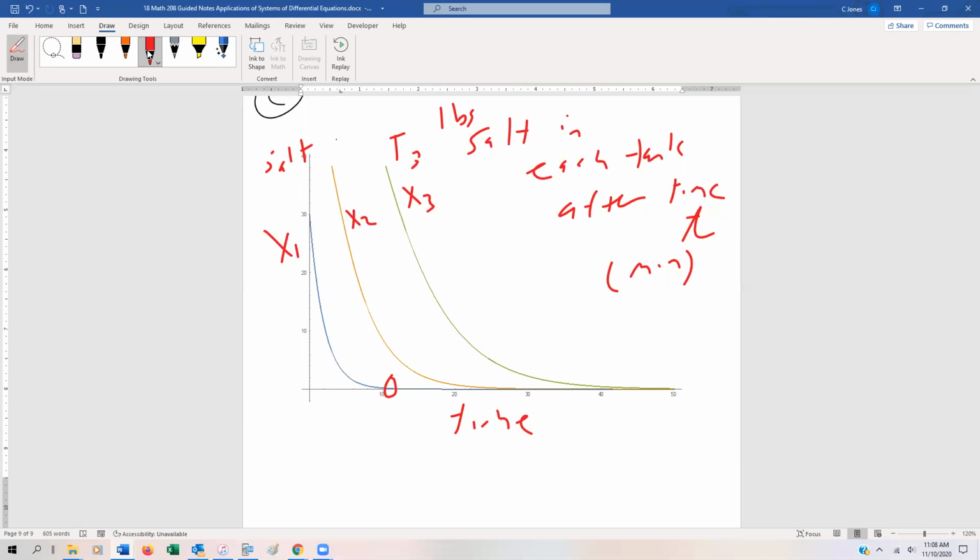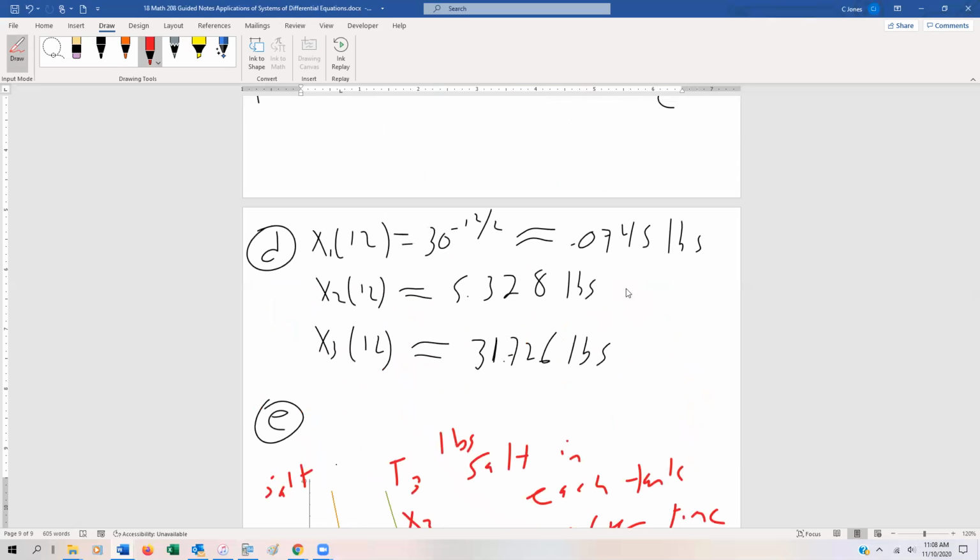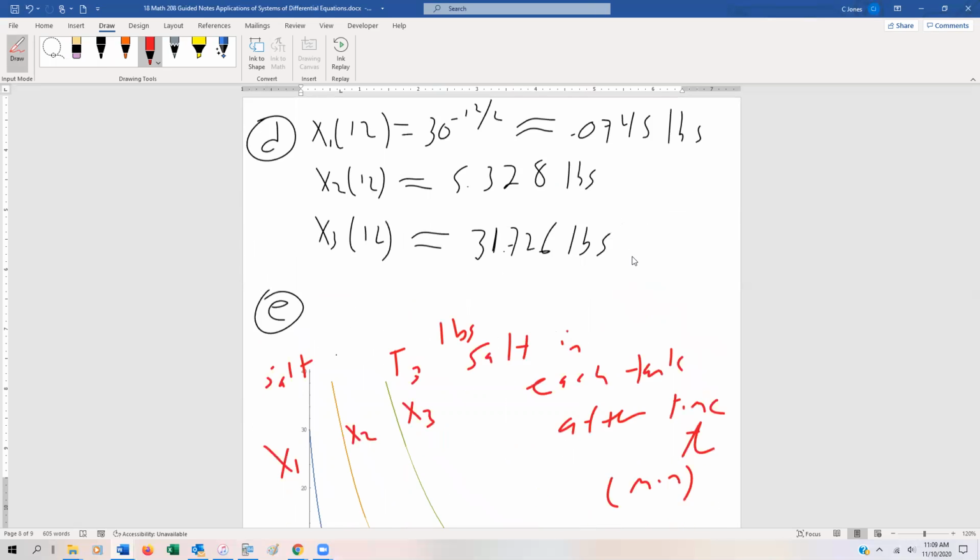So for tank one, we could say approximately 11 minutes. All right, and that kind of makes sense because remember we found after 12 minutes, it was down to just 0.0745 pounds. So there's just a few traces of the salt part of the solution that's in that tank.